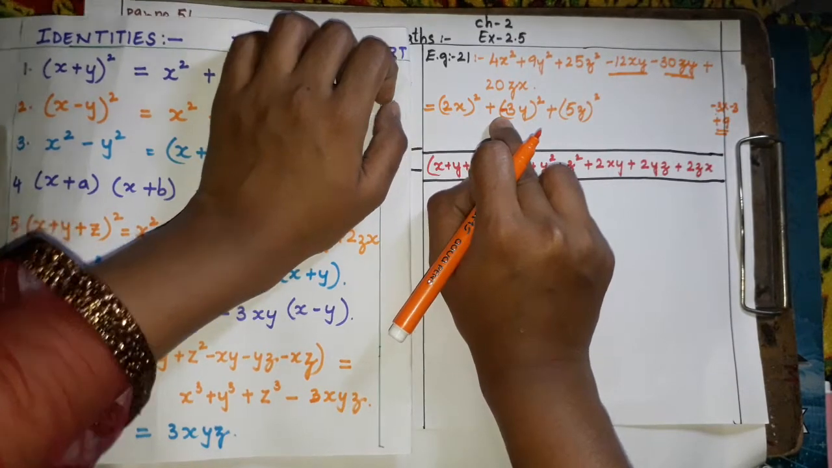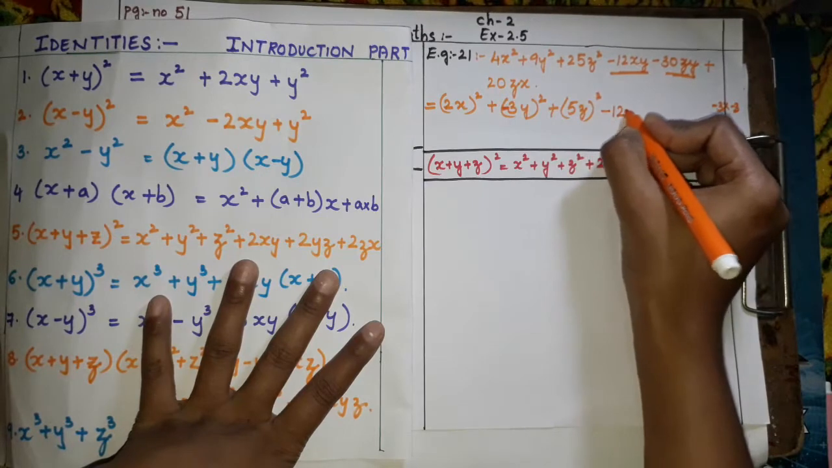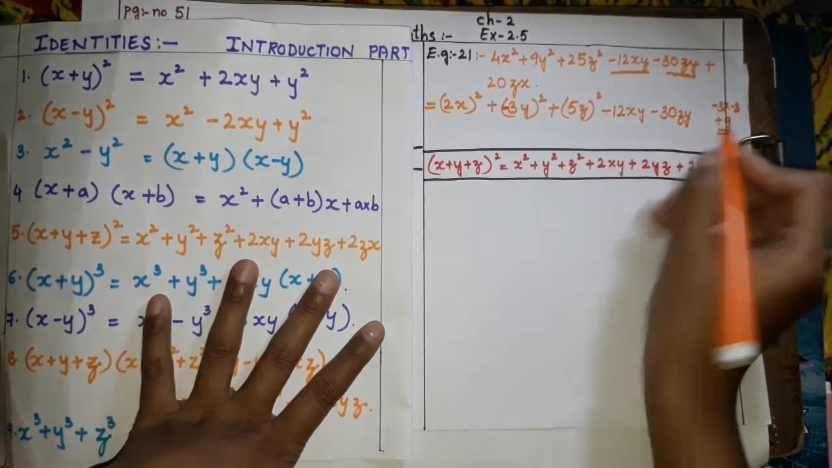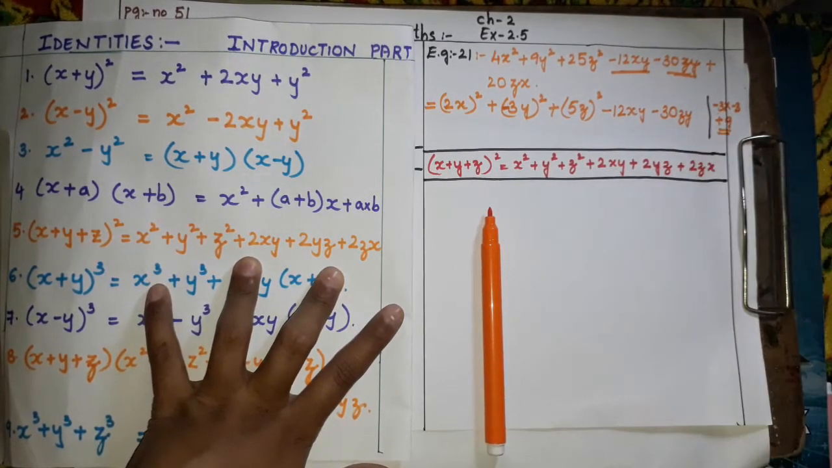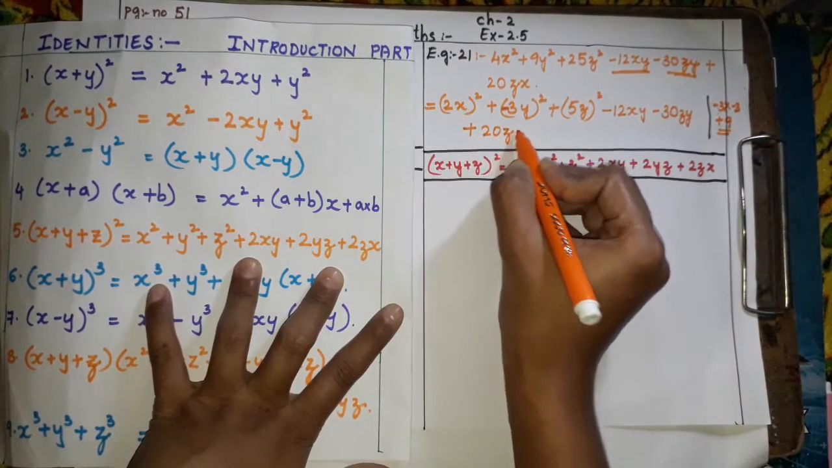Now the numbers I am going to write the same as they are: 12xy minus 30zy plus 20zx.